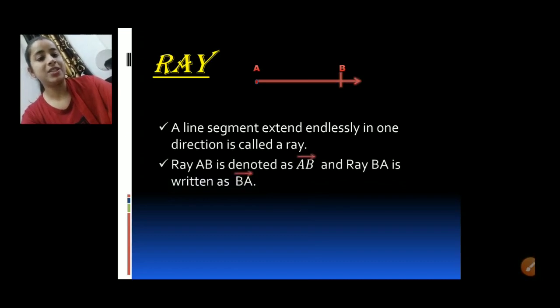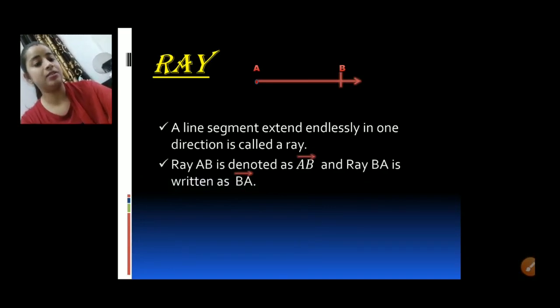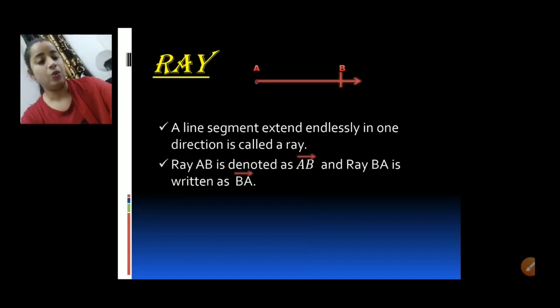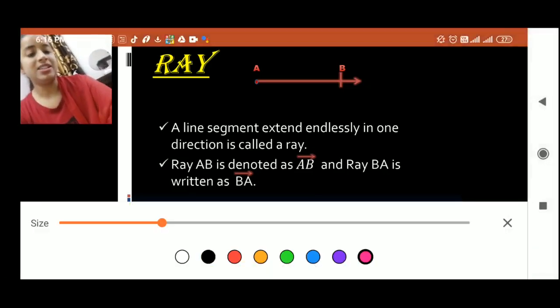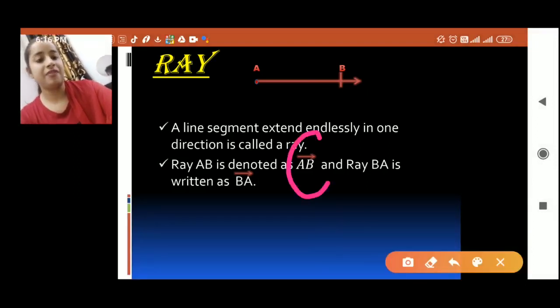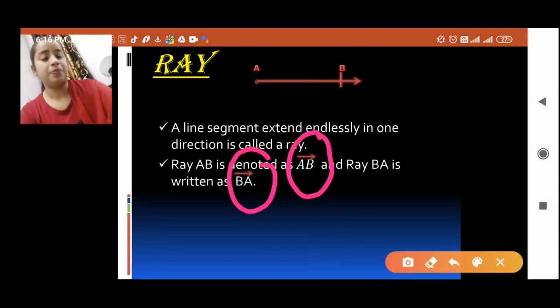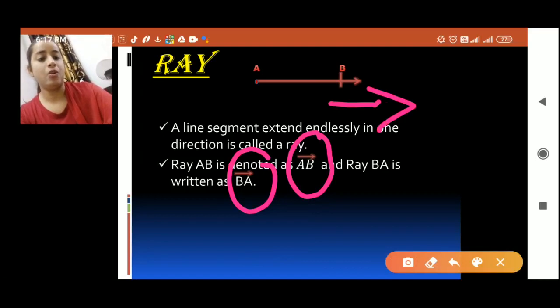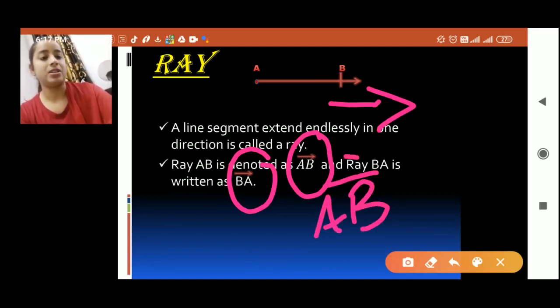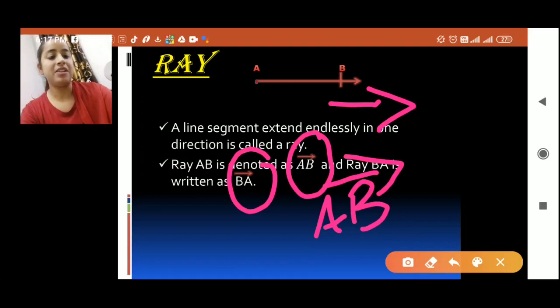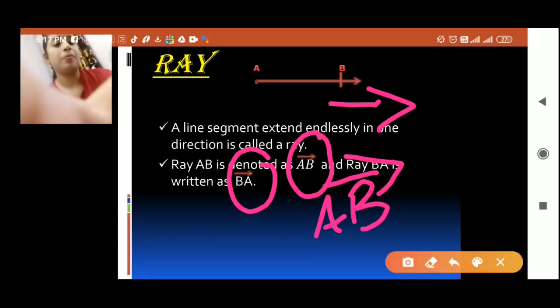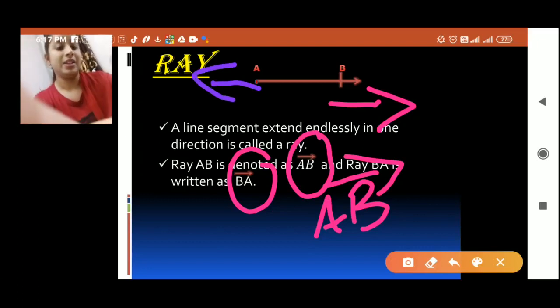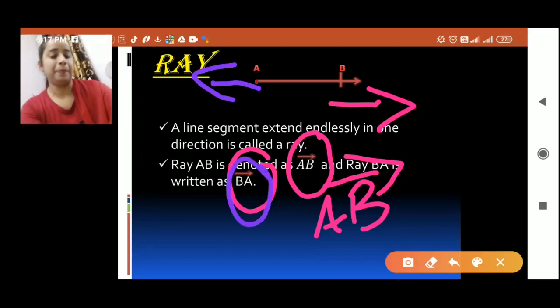Ray AB is denoted as AB with a line and arrow from one side, and ray BA is represented as BA and a line with an arrow. Now just keep in mind that these two rays are different. If we are extending it from B, we will write AB with an arrow mark on the top, and if we extend it from the point A, it will be BA.